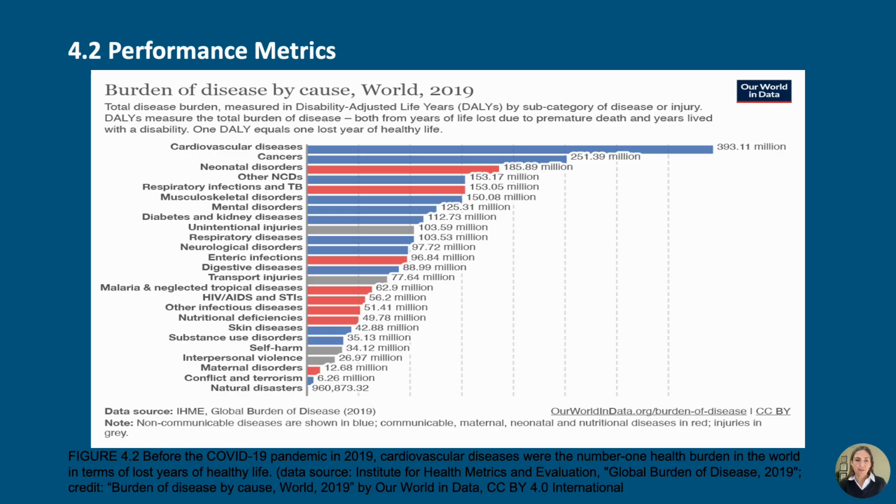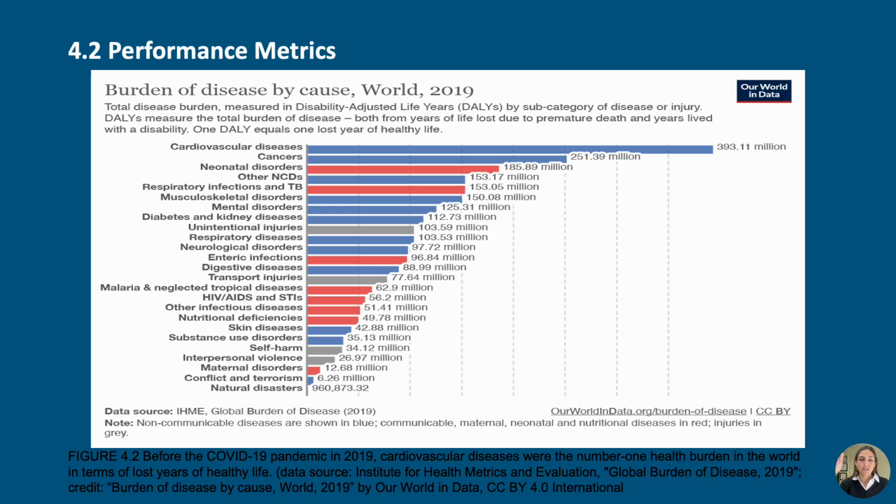So here is a graph of the burden of disease, and this is looking at it in the world. So here you can see the total disease burden, and this is measured in disability adjusted life years by subcategory of disease or injury. So DALY is really measuring the burden of disease from both years of life lost due to premature death and years lived with a disability. And like we said, one DALY equals 1 year of life lost.